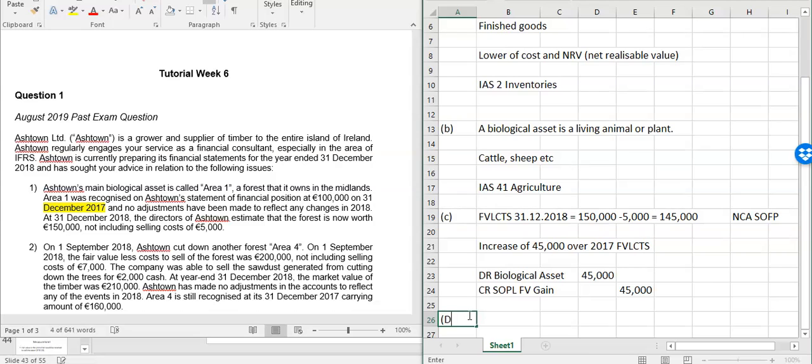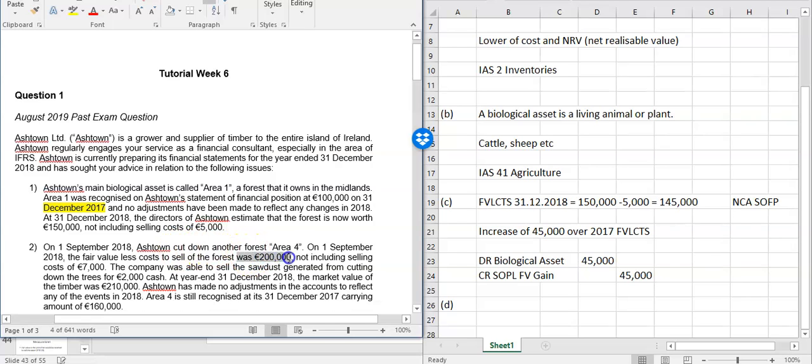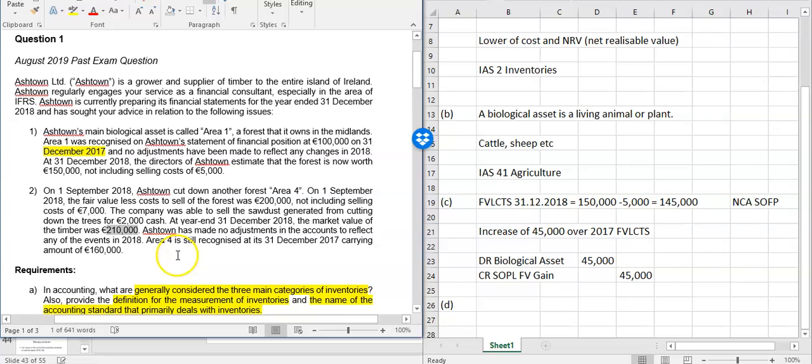Part D then is asking us to account for Area 4, which we're told in September 2018 it cut down another forest. So this is the harvesting now, which is an important aspect in IAS 41 as well. The fair value less cost to sell at the date of harvest was 200,000, not including selling costs of 7,000. All right. The company was able to sell sawdust from cutting down the trees for 2,000. So that's a particular thing we call it in the IAS 2, and we'll come to that again. And at the year end, the market value of the timber is 210,000. No adjustments have been made in the 2018 accounts. Area 4, like Area 1, is still recognised at its carrying value from last year, which was 160.